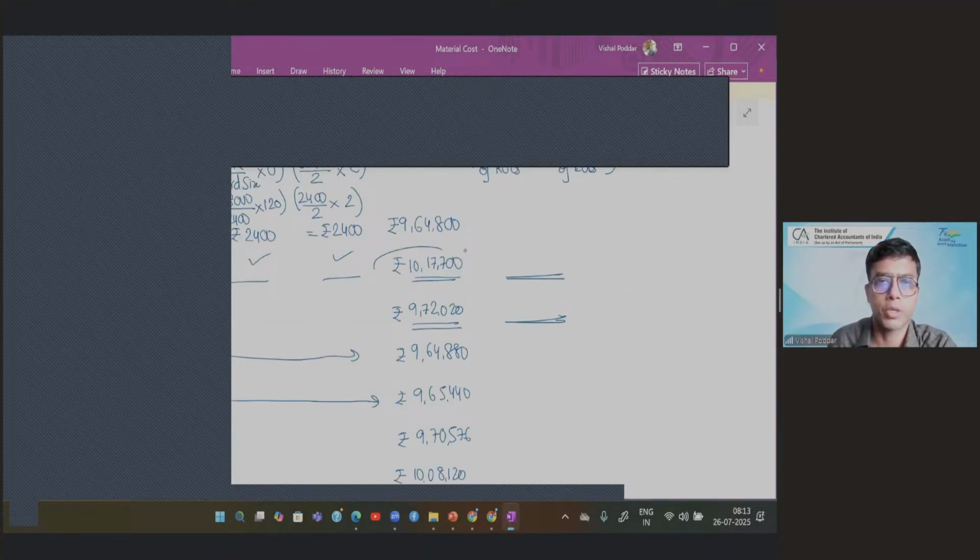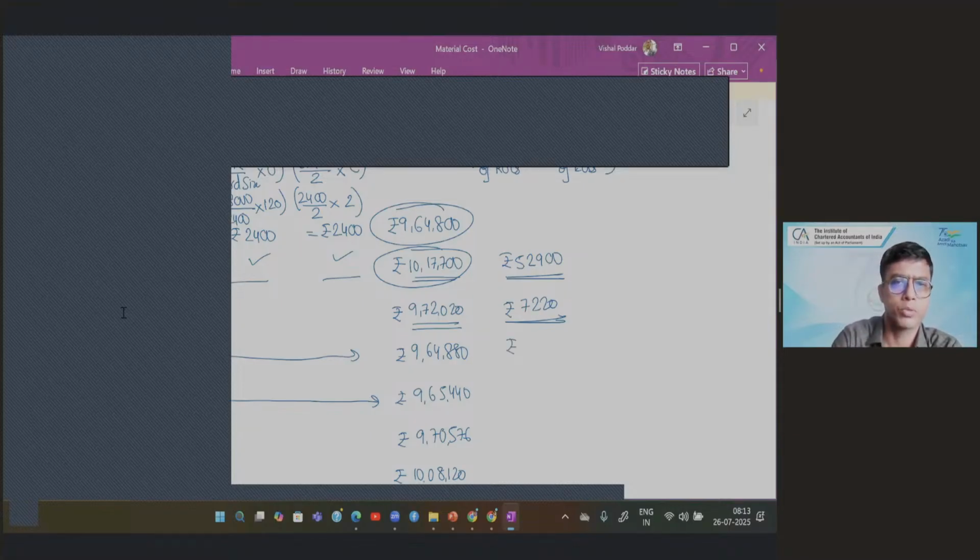Extra cost is the cost of this minus cost of this. So it is coming as, again, I'm taking answers from what have been given to me in the chat box, 52,900, 7,220. Since this 2000 option is very close to EOQ, hence the difference is very less.